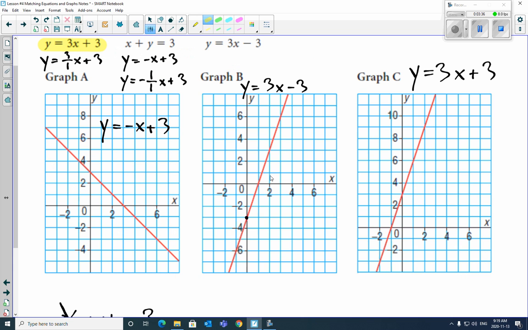Now, let's also look at the slope. The slope is 3 over 1. So let's go here and we go up 3 over 1, up 3 over 1. Bang, there's the next one. Up 3 over 1. Bang, there's the next one. Okay, so graph B has to be y equals 3x minus 3.